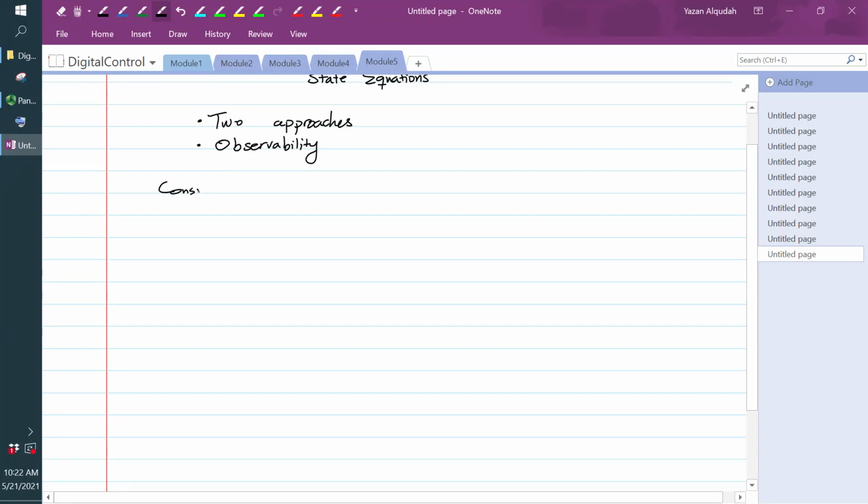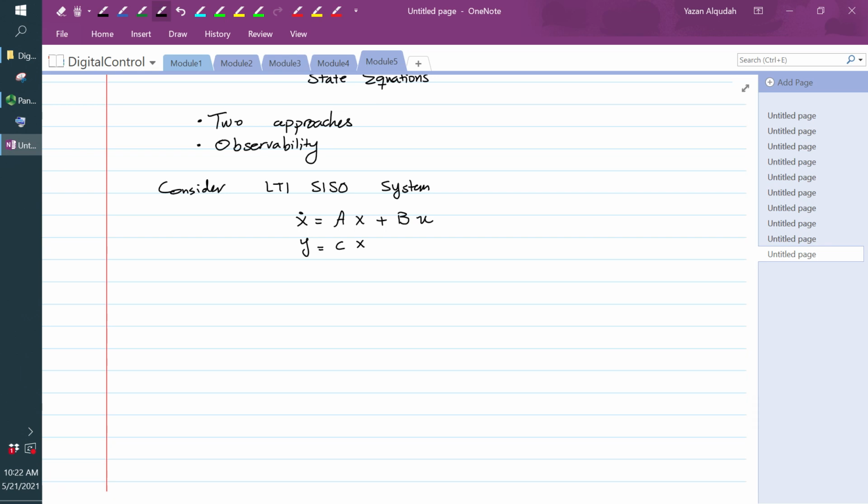Let's consider a linear time invariant single input, single output system that is described by state space representation x dot equal A multiplied by x plus B multiplied by u, and we have y that is equal C multiplied by x. What we are interested in, we want to solve for x of t and for y of t. Now what we can do, we can solve for x of t using Laplace transform.